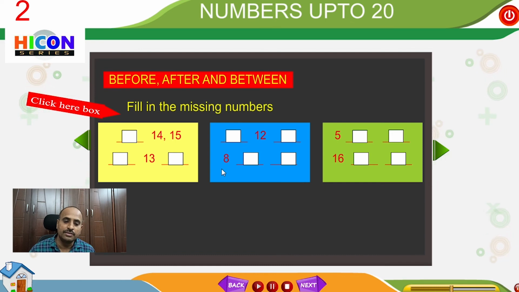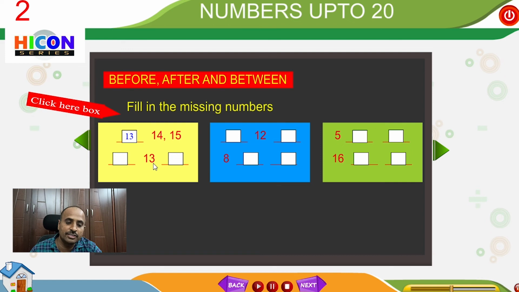Fill in the missing numbers. Children, there are some activities. We have to fill the missing numbers in this activity. There are 3 sets given. Let us do the first set. Here, 14, 15, we have to write a before number for 14. The before number for 14 is 13.